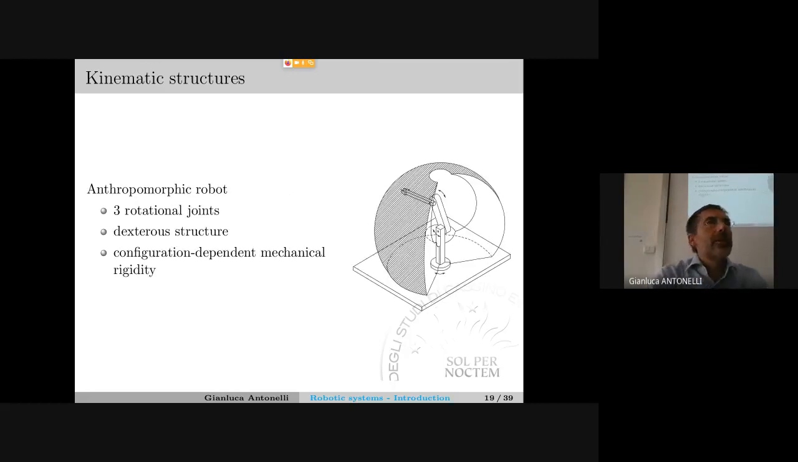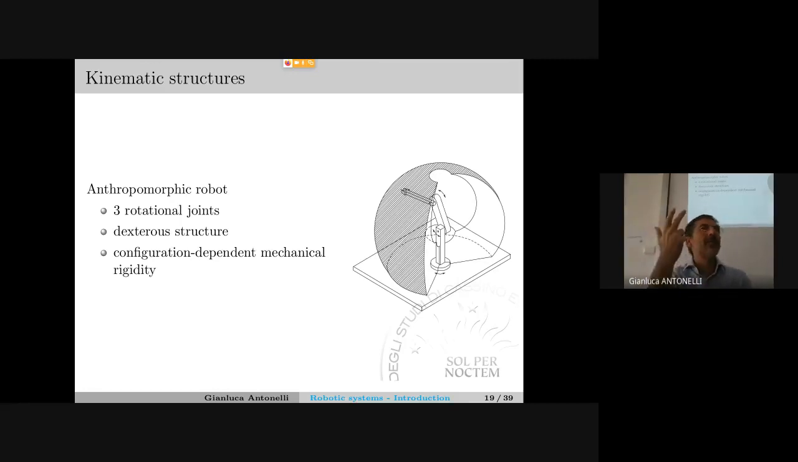And then the anthropomorphic. This is one of the most diffused structures. Only 3 joints, because we will see later that this is actually the part of the robot that brings the wrist. 3 rotational joints, okay? Those items are the characteristics of the structures, and here there is written dexterous. What does it mean, dexterous? Well, now it doesn't mean anything for us, but it is related to the possibility to move the end effector and to orient the end effector. Okay, so dexterous means I can give the orientation that I want.